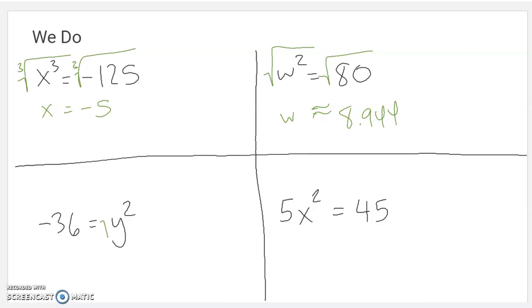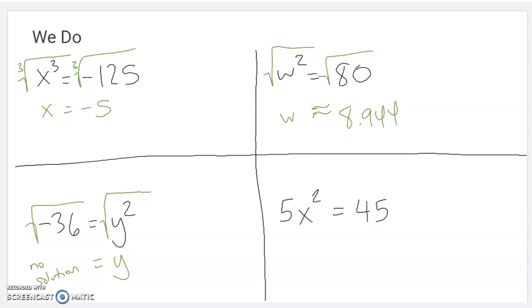Negative 36 equals y squared. Square root will tell me y equals whatever the square root of negative 36 is. Uh-oh. No solution. Negative numbers don't have a square root. They do have a cube root. No square root. There is no number that times itself will be that.